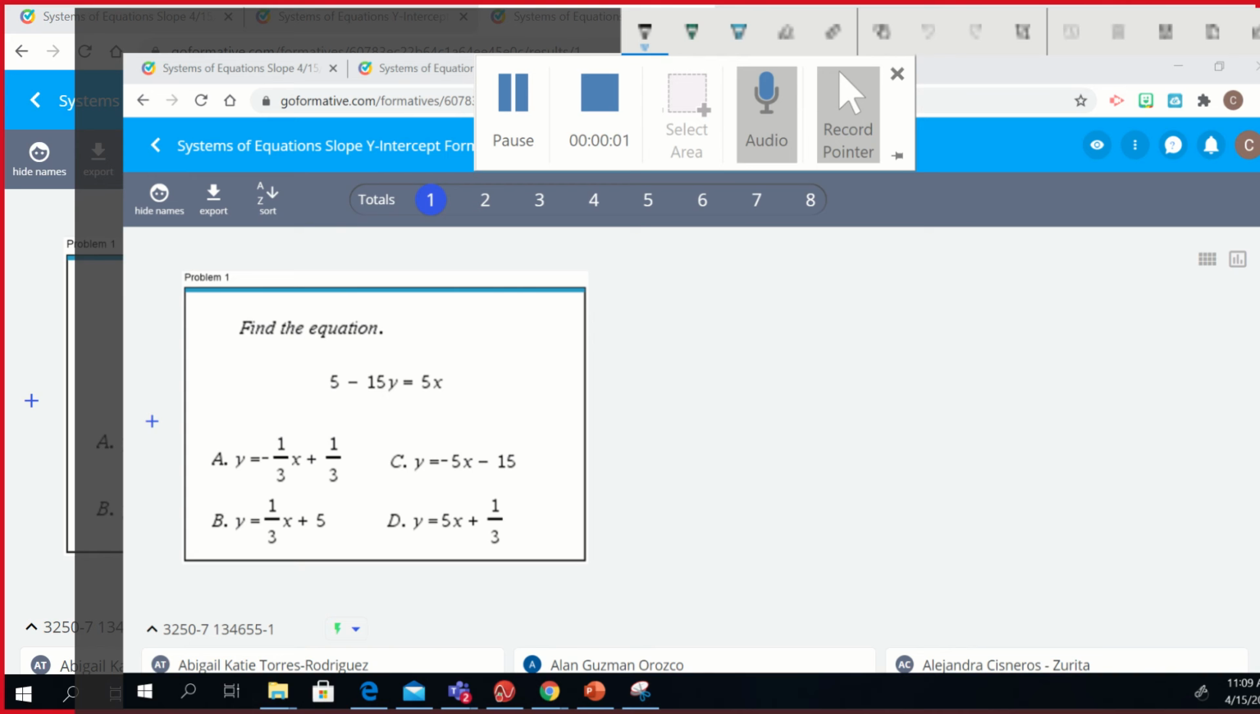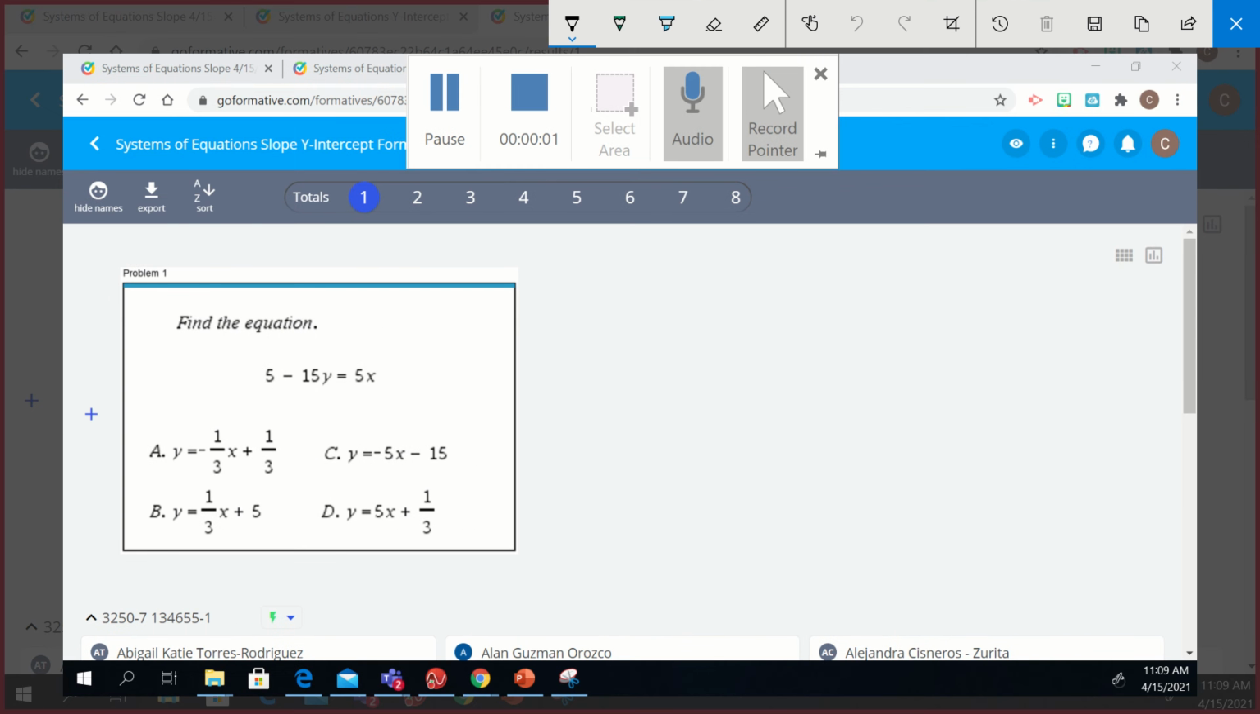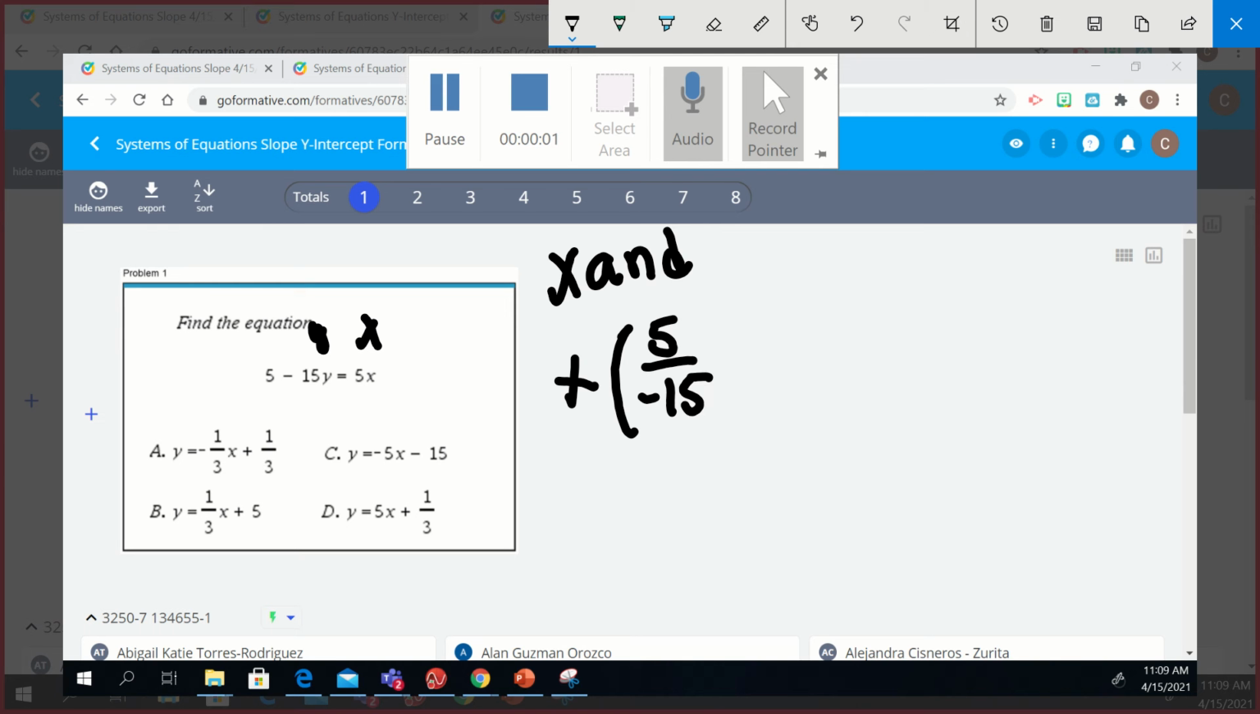So you have to find the slope and y-intercept in these two things. The first thing is the slope. It's where is your x and y. So here's my x, and here's my y. They're on the same side of the equation, but on opposite sides, which is good. So I take my x value, which is 5, over my y value, which is minus 15.